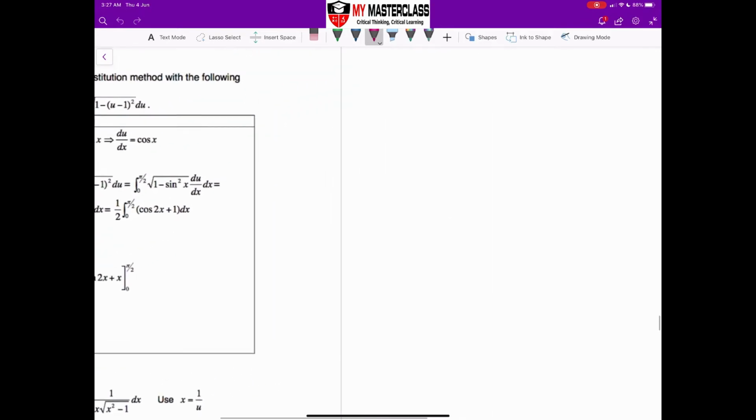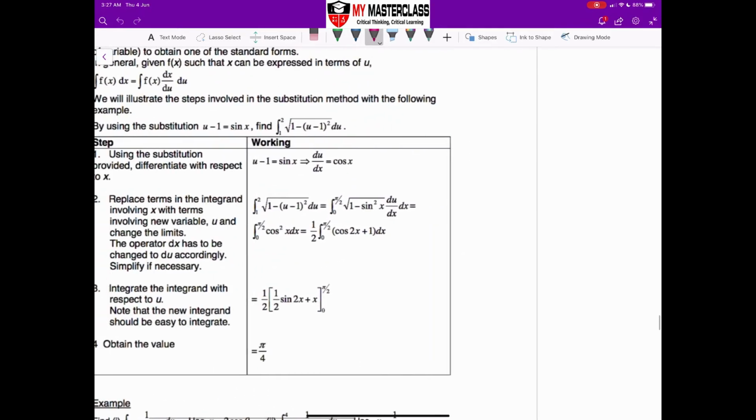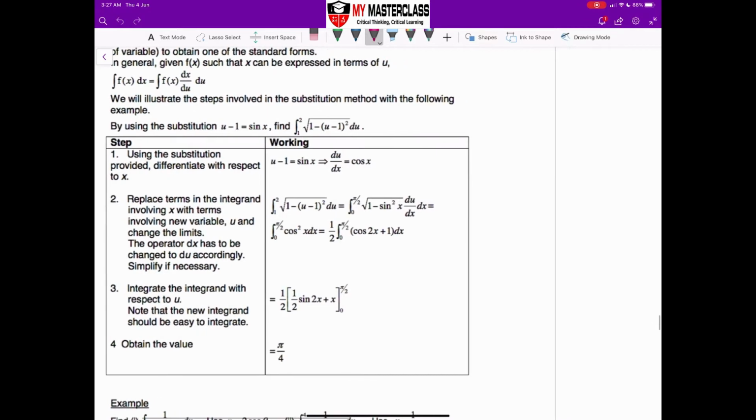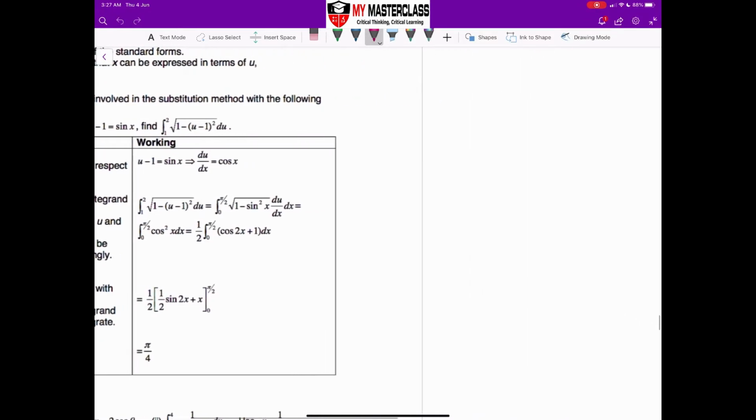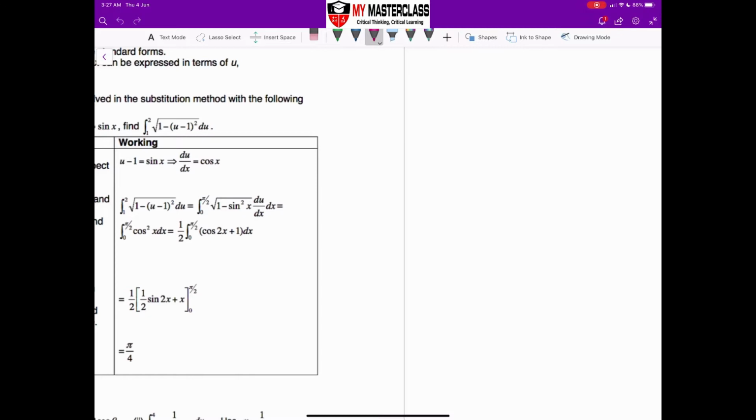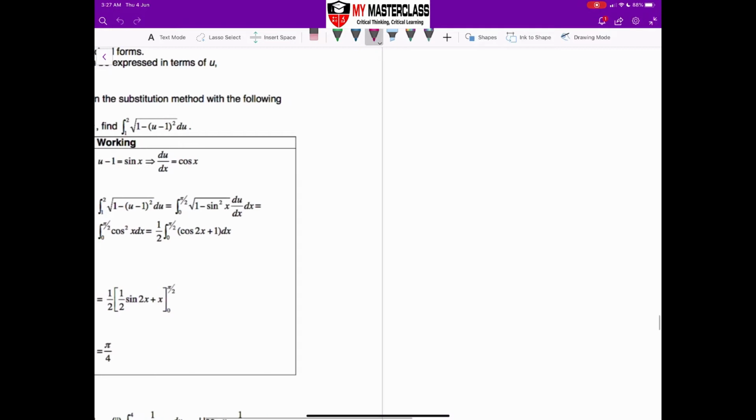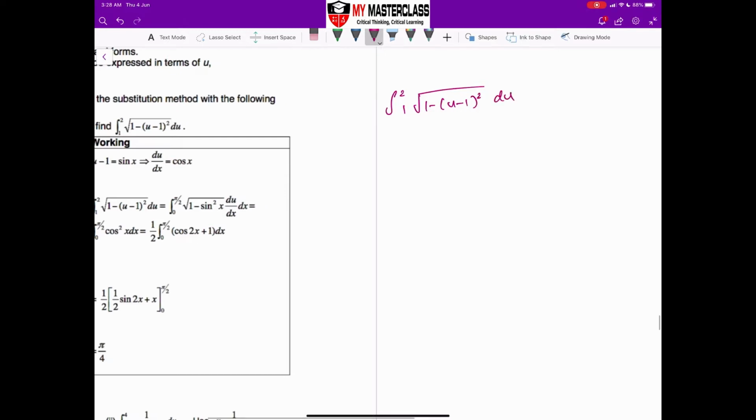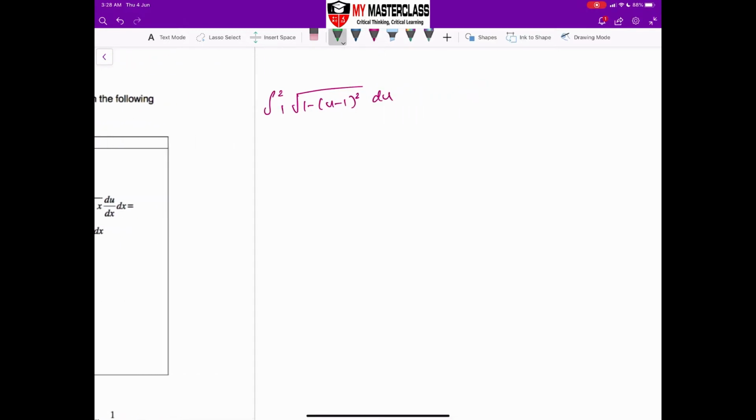So the first example: the question asks, by using substitution u minus 1 equal to sine x, find the integral from 1 to 2 of square root of 1 minus (u minus 1) squared. This is the first time we'll be playing with a definite integral here. If you don't remember definite integrals, you have to go back and look at your secondary school stuff. Otherwise, I'm just going to assume that you know your basic integration. This is what the question wants: you're supposed to integrate this with the help of your substitution u minus 1 equal to sine x.